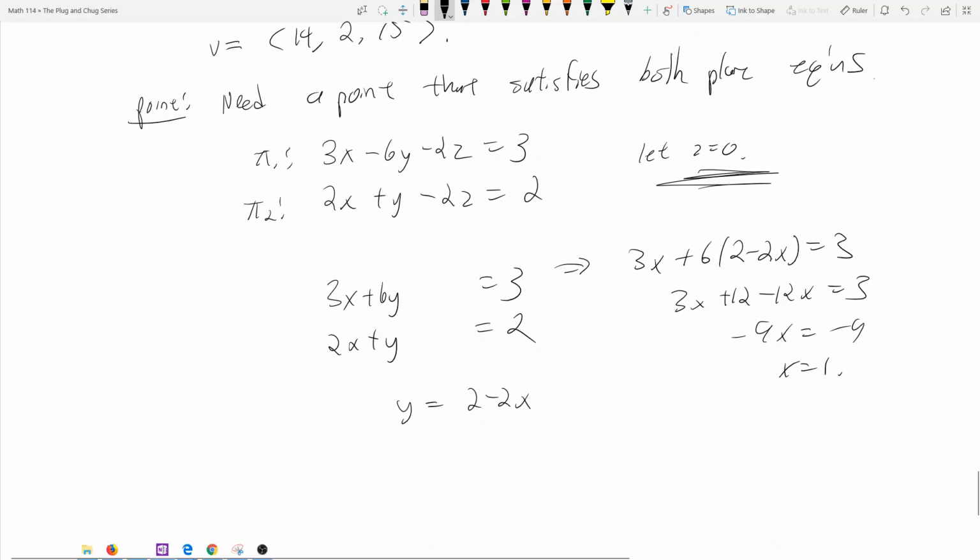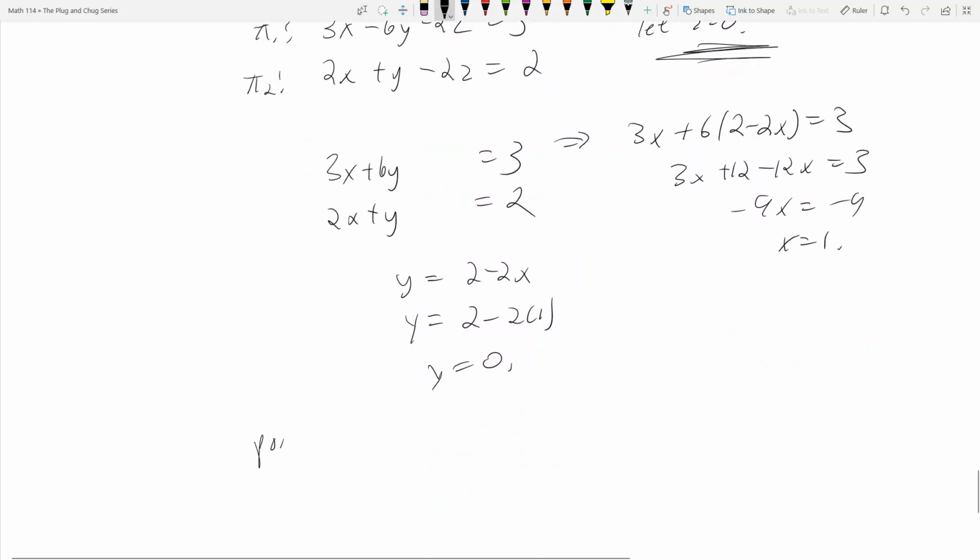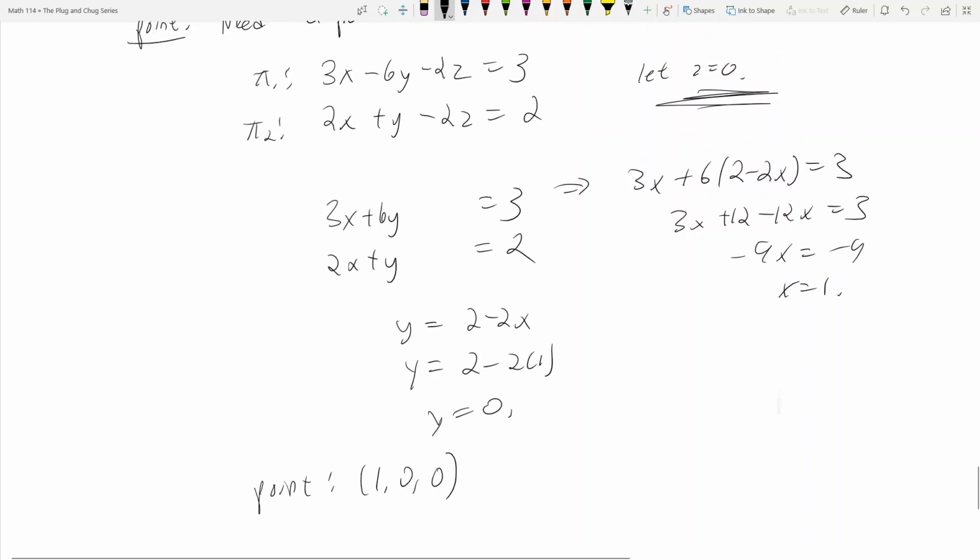So x is equal to 1. y is equal to 2 minus 2x, so y is equal to 2 minus 2 times 1, since x is 1, and that means y is equal to 0. And so now I have my point, which is 1, 0, 0. Okay?